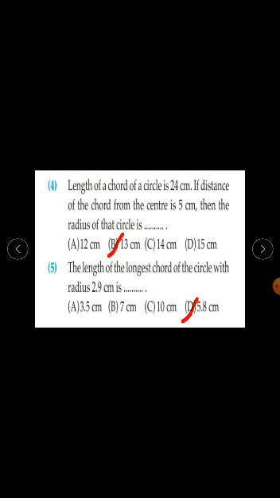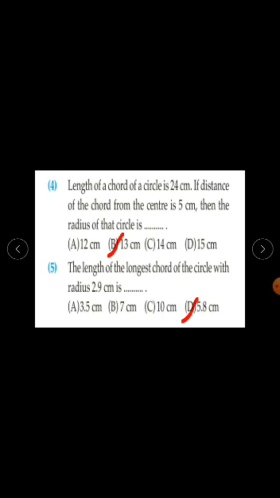Fifth sub question. The length of the longest chord of the circle with radius 2.9 centimeter is blank. We know diameter is the longest chord. Diameter is 2 times of radius. So 2 into 2.9 is 5.8 centimeter. Options are 3.5 centimeter, 7 centimeter, 10 centimeter and 5.8 centimeter.